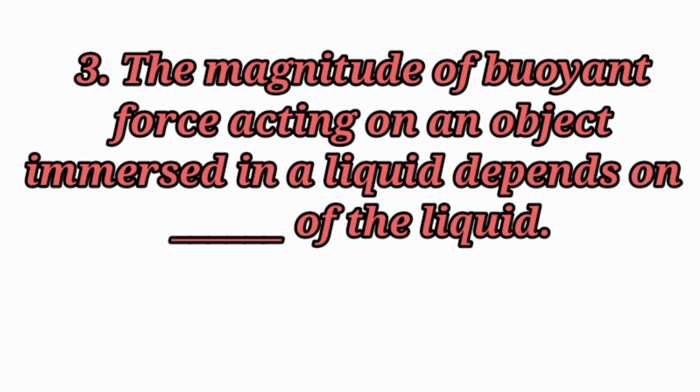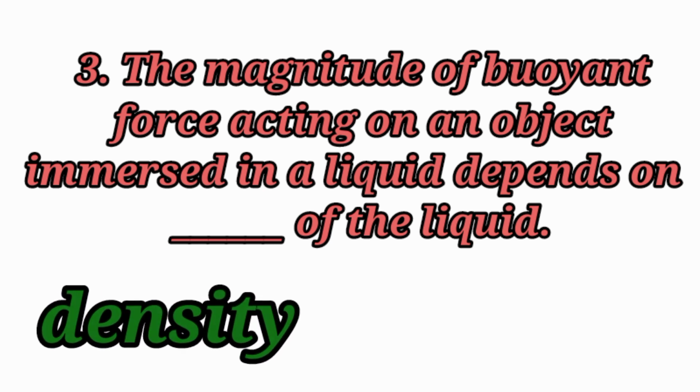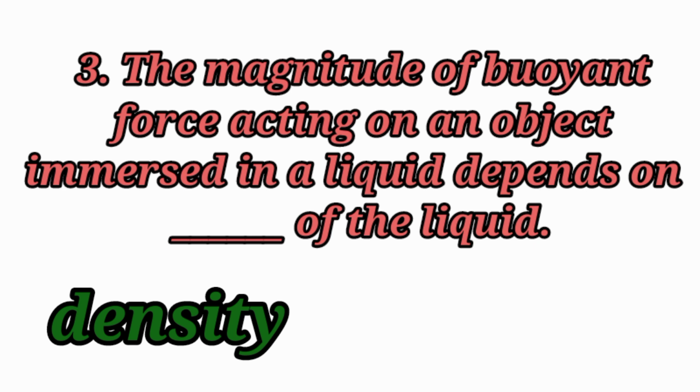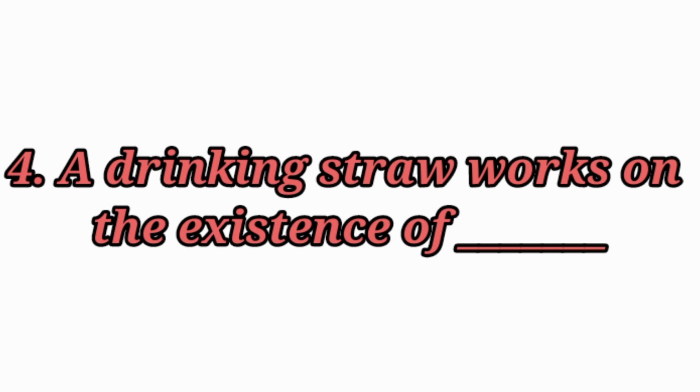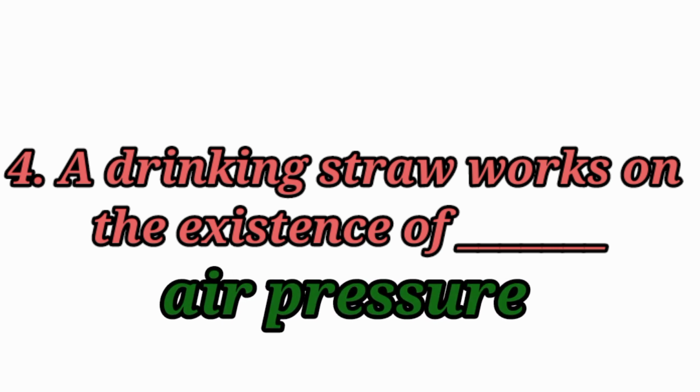Third question. The magnitude of buoyant force acting on an object immersed in a liquid depends on dash of the liquid. Answer: density. The magnitude of buoyant force acting on an object immersed in a liquid depends on density of the liquid. Fourth question. A drinking straw works on the resistance of dash. Answer: air pressure. A drinking straw works on the resistance of air pressure.